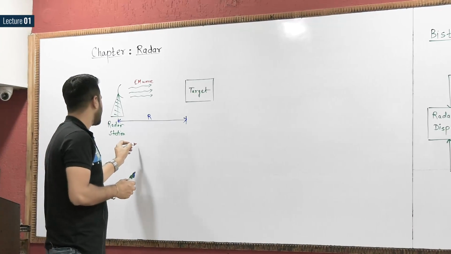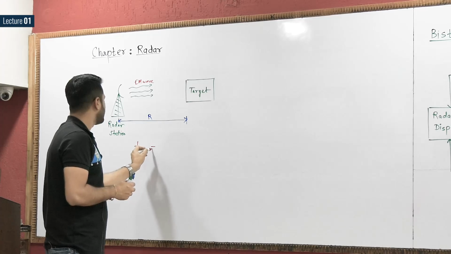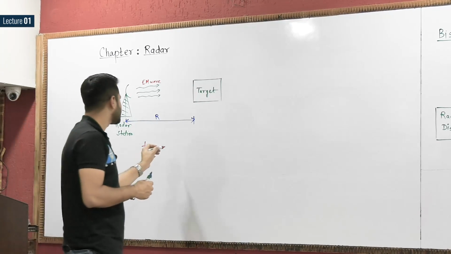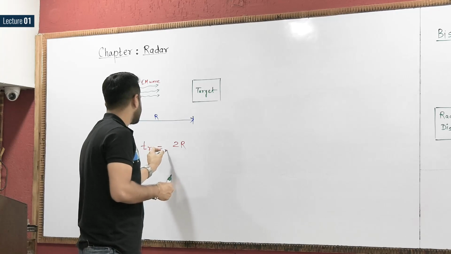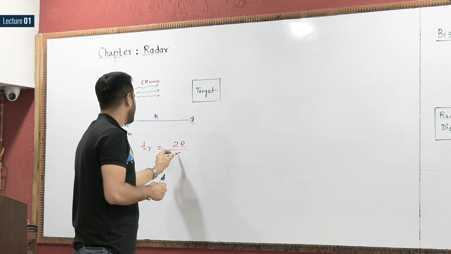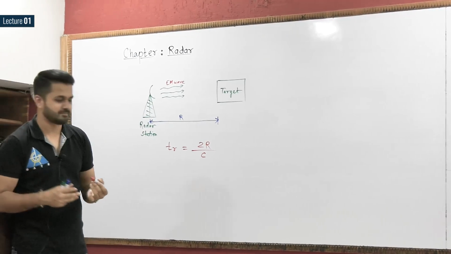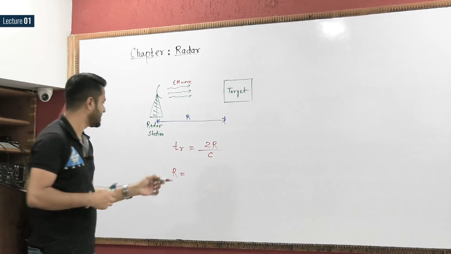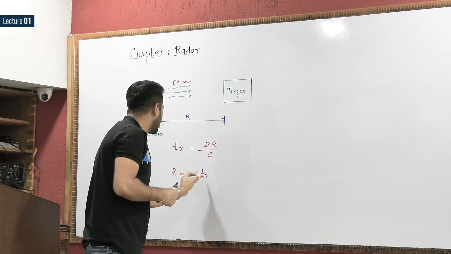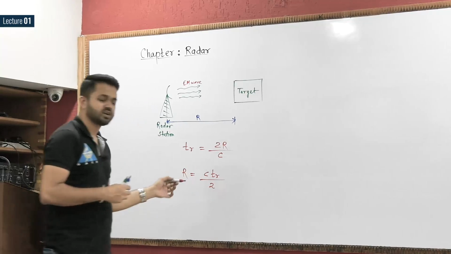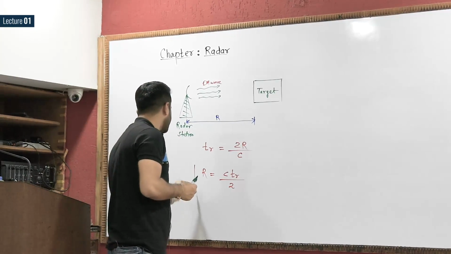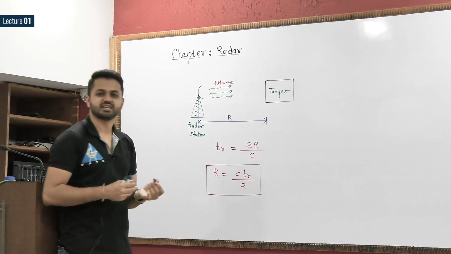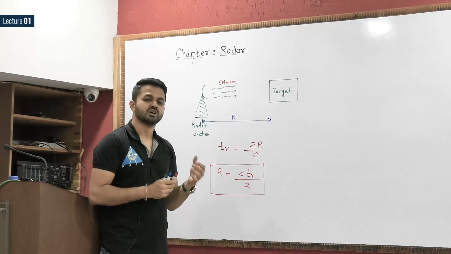So the total time taken by the electromagnetic wave to reach from source to destination and destination to source is given by 2r, the distance traveled, divided by the velocity of light, because we are talking about free space. Now the range of the target is given by R, which is c into tr divided by 2. So the factor 2 comes because of the two-way propagation.